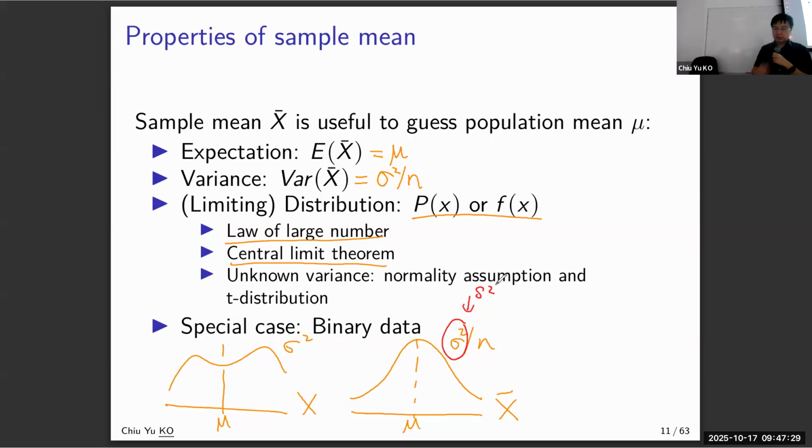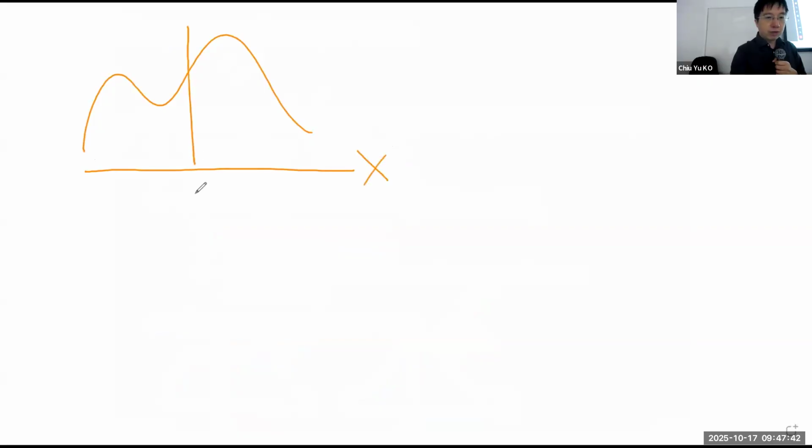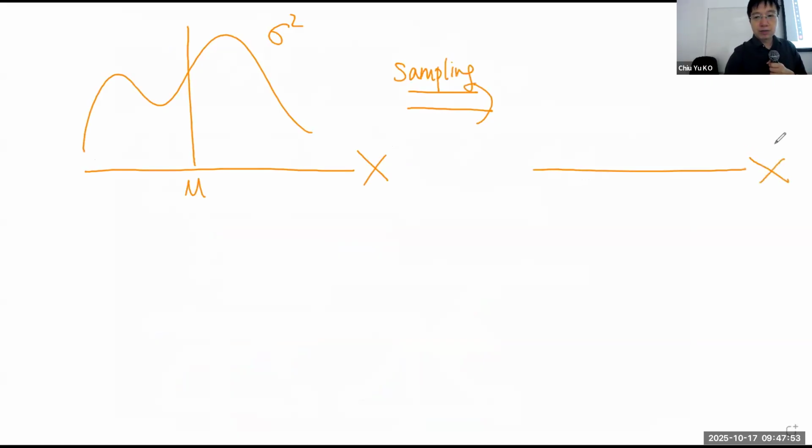Okay, let me draw it because this is something we'll talk about today. It's an important concept, so I don't want to miss this part. Here I don't know the shape. There's X here with mean mu and variance sigma squared. You collect data by sampling. You get an X bar, which is a random variable because you collect it. And when n is large, the central limit theorem says this is the case.